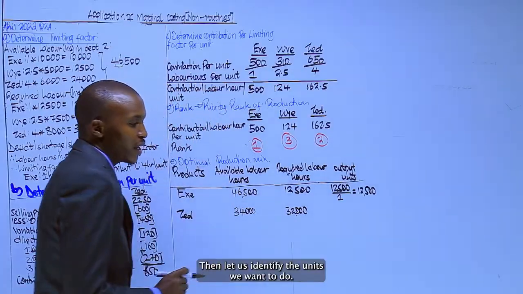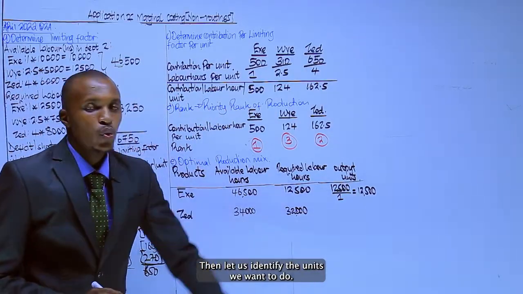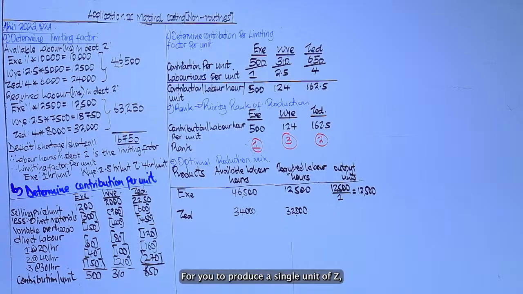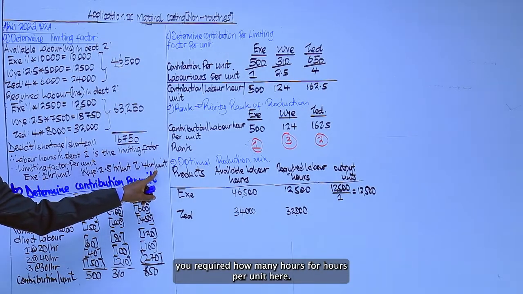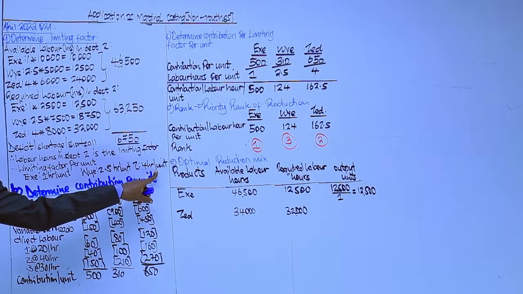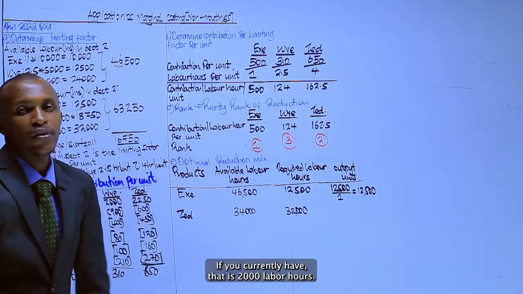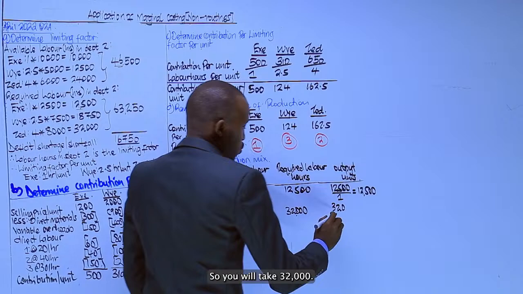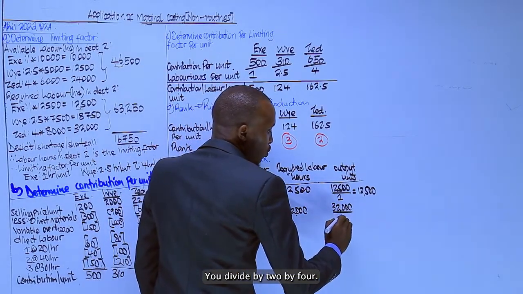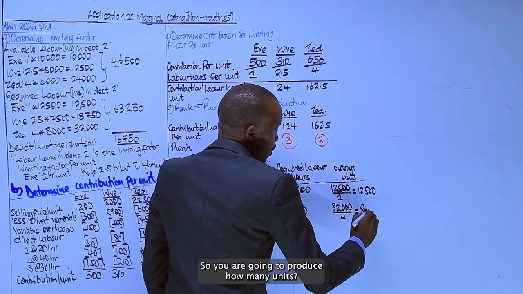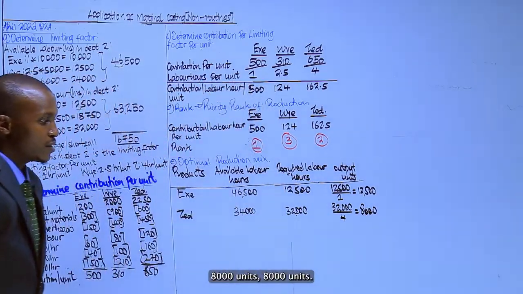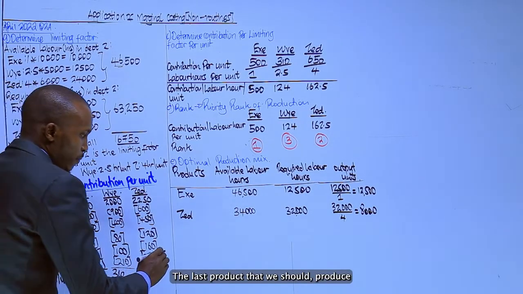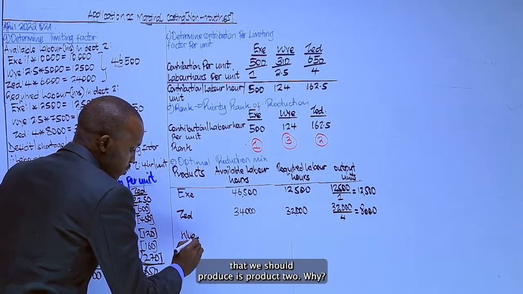Then let's identify the units we want to produce of Z. For you to produce a single unit of Z, you require 4 hours per unit. If you currently have 32,000 labor hours, you take 32,000 and divide by 4. So you're going to produce 8,000 units.